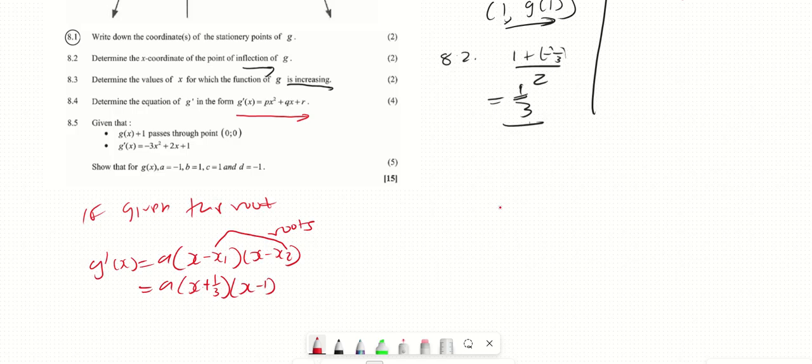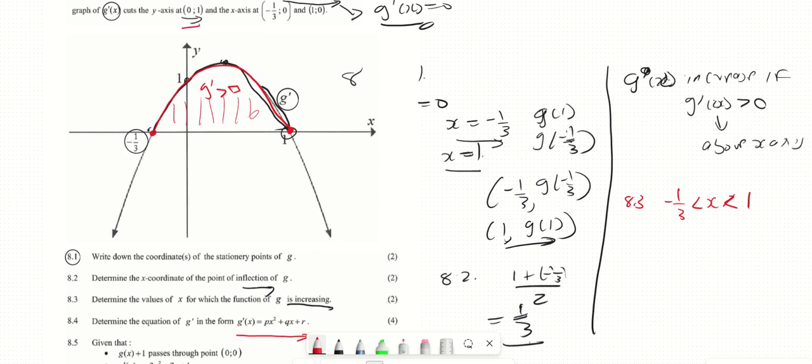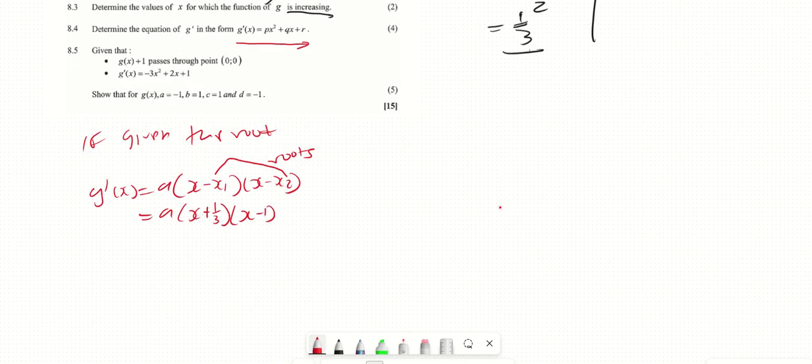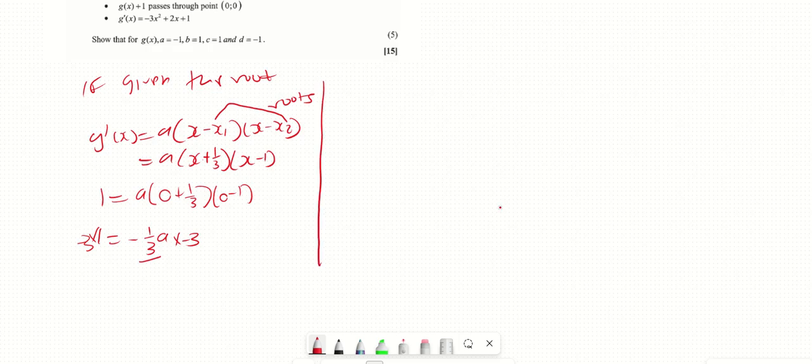To get a, I'm going to pick any other point on the graph. I have this point here, (0, 1). That point is on this graph, so I'm going to use it. I have my 1 equals a into (0 plus 1 over 3)(0 minus 1), which means 1 is equal to minus 1 over 3 a. Then I multiply by minus 3, so I have my a as negative 3.